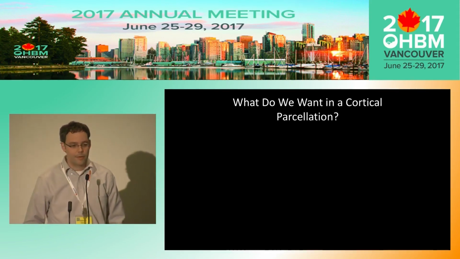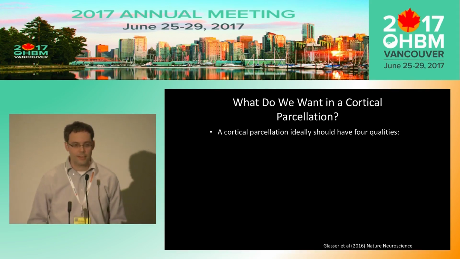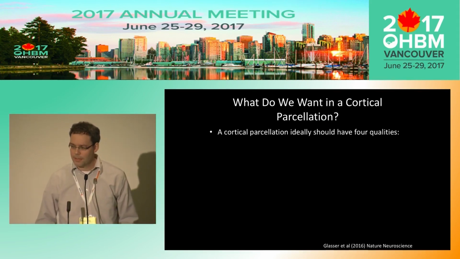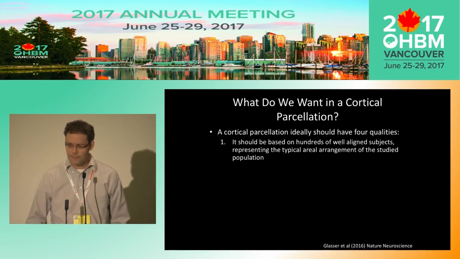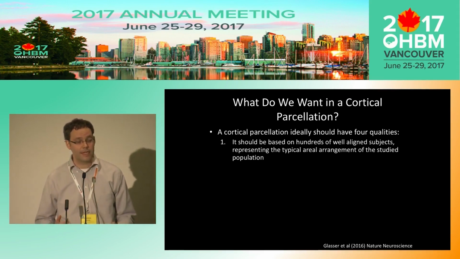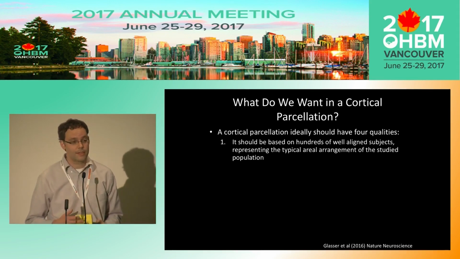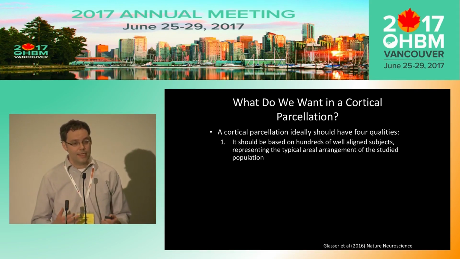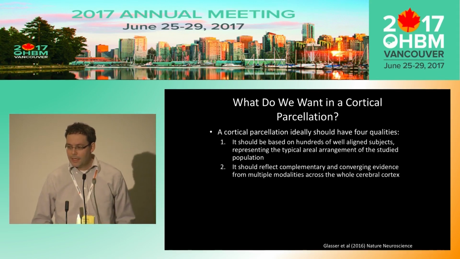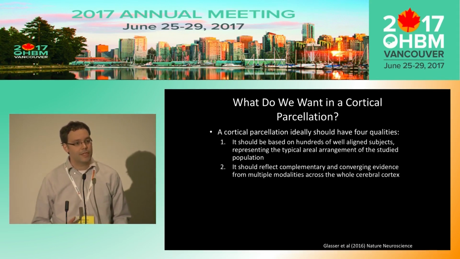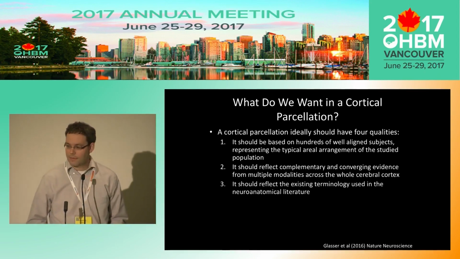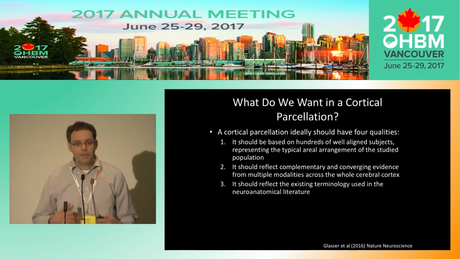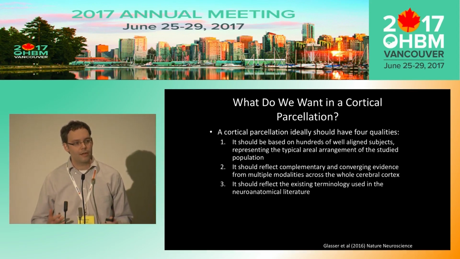What do we want in a cortical parcellation? I may have a somewhat different take on this than others out there, but there were four qualities that I thought were particularly important. It should be based on a lot of data, hundreds of really well-aligned subjects, so that what you're getting is really representative of the population that you've studied. You want to use the complementary and converging evidence available in multiple modalities, and ideally you want to cover the whole cortex. You want to make reference to the prior literature.